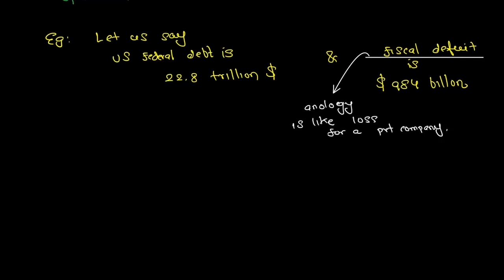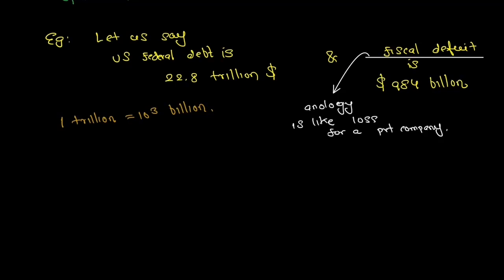Okay. Apart from that, for all those who are confused between trillions and billions, I'll just write down here: 1 trillion is equal to 10 to the power 3 billion. Okay. So this $984 billion is really a small number in front of $22.8 trillion.